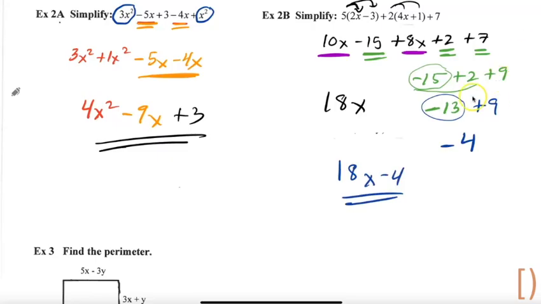And again, I'm showing all the steps. You can just add them. If you know how to add, just add them, right? 15 minus 2, -13. -13 plus 9, -4. So right there. The last one's here.